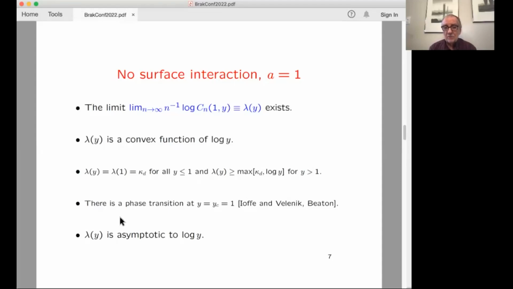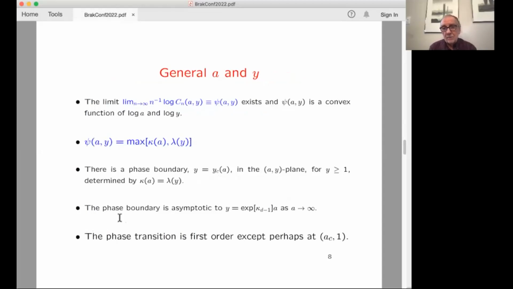Now, similarly, you can prove that lambda of y is asymptotic to log y, and that will be a useful result as we go along. Now, suppose we have general a and y. So now it turns out that we can prove that the limit of 1 over n log Cn of a, y exists. I'm going to call that psi of a, y. And this is a convex function of log a and log y. It's not just convex in log a and convex in log y. It's convex as a surface in both variables.